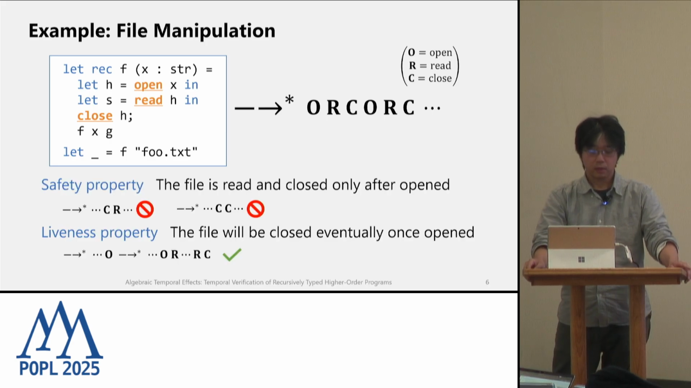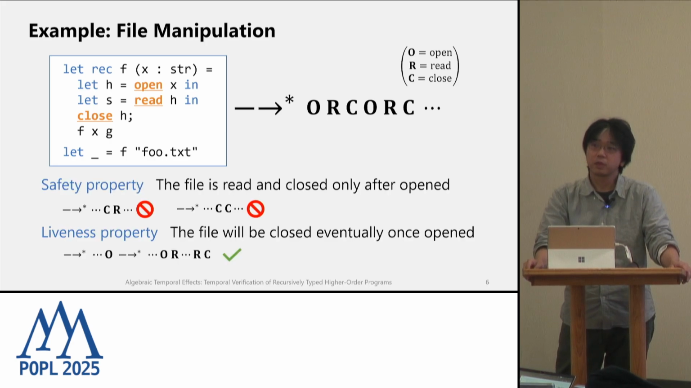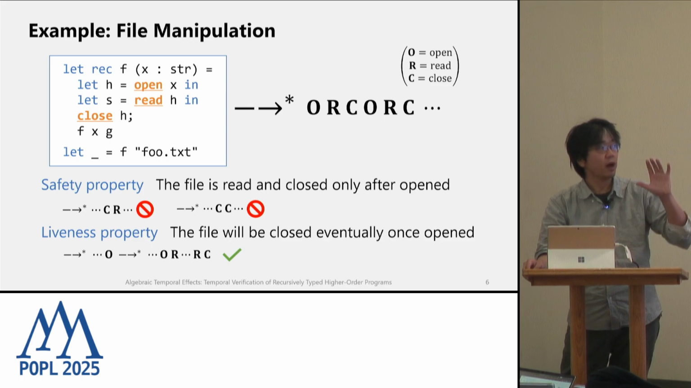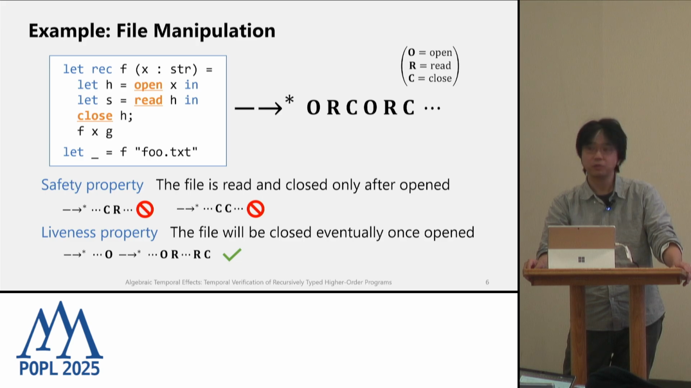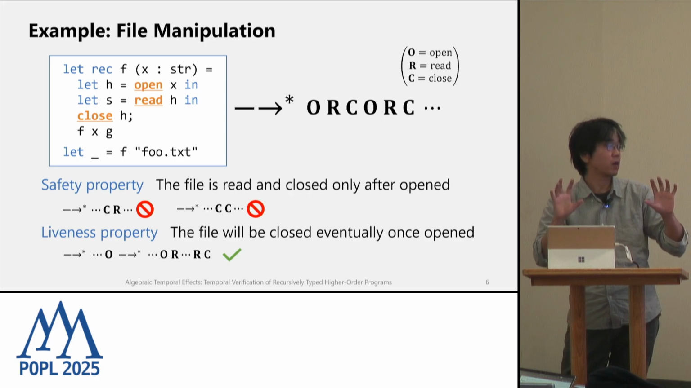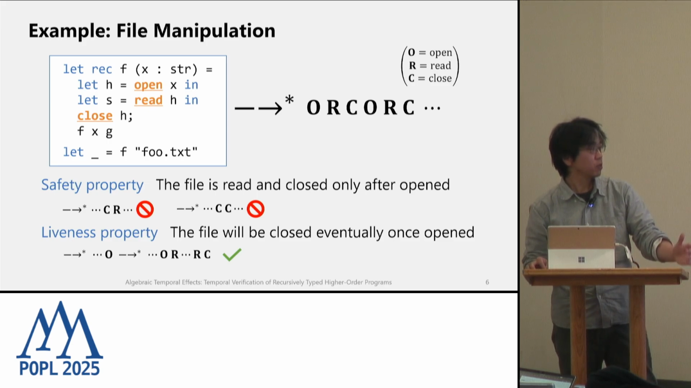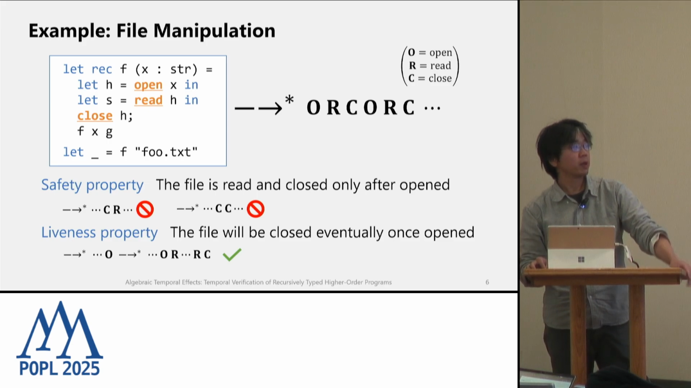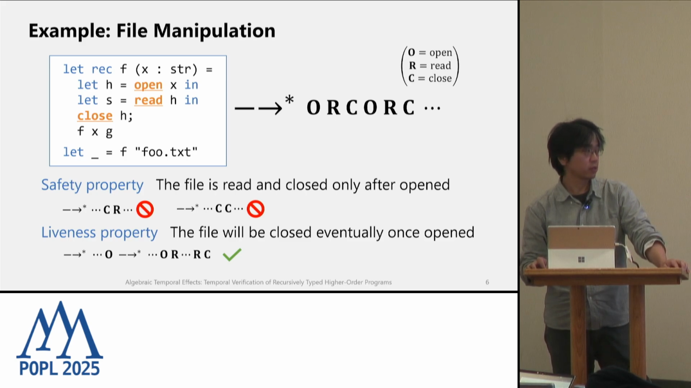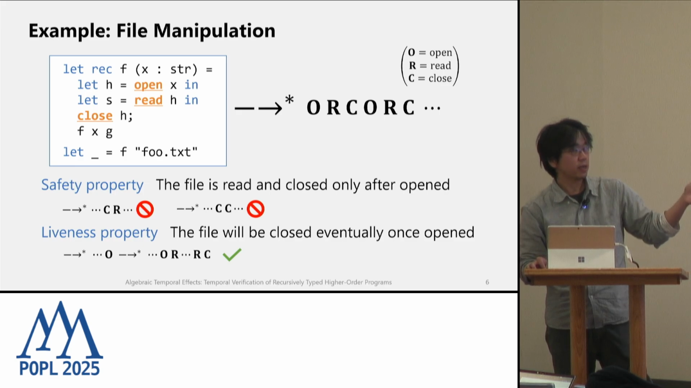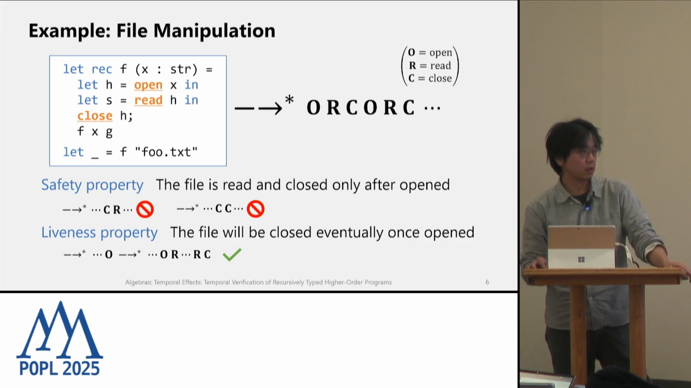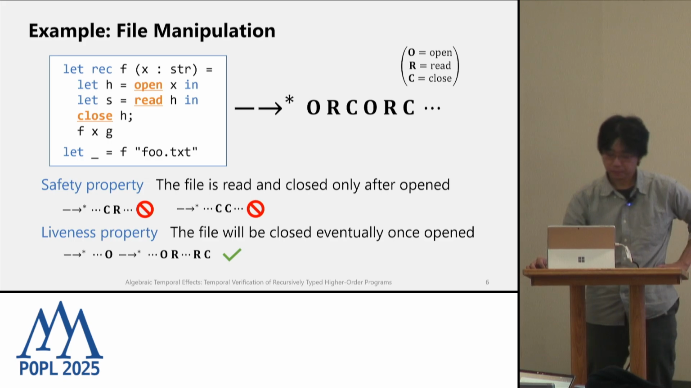Right. One example of a safety property for file manipulation is that the file should be read and closed only after opened. Such properties can be checked by verifying that some undesired trace is not generated. An example of a liveness property is that the file will be closed eventually after opened. Such properties can be checked by verifying that some desired trace is generated after opened.